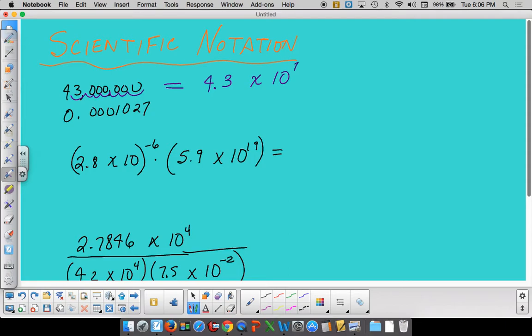Our second example here, the 0.0001027. Well, okay, if I move it so I only have one number left of the decimal, that means the decimal is going to move to be after the 1. So we have 1.027 times, I move the decimal point 1, 2, 3, 4 places. Okay, that's a tiny little decimal number. Therefore, it has to have a negative exponent. It's times 10 to the negative 4.